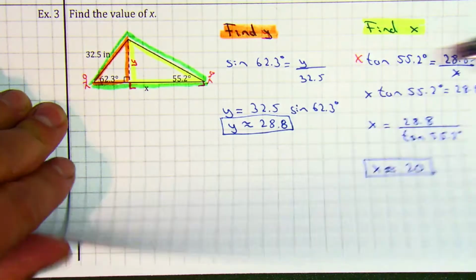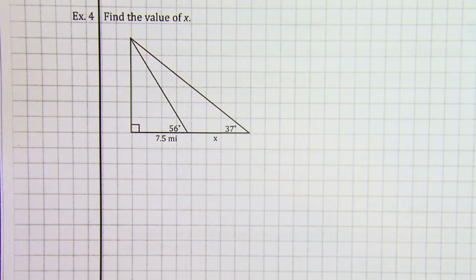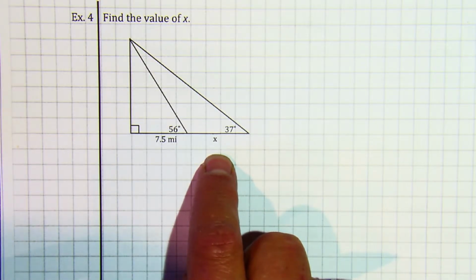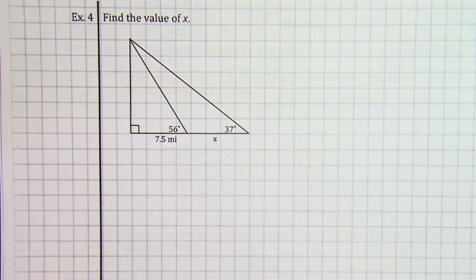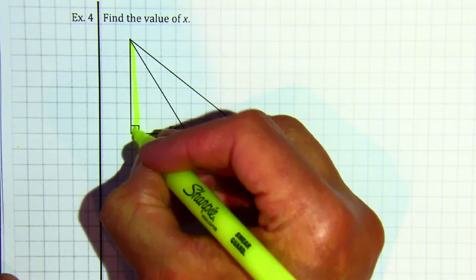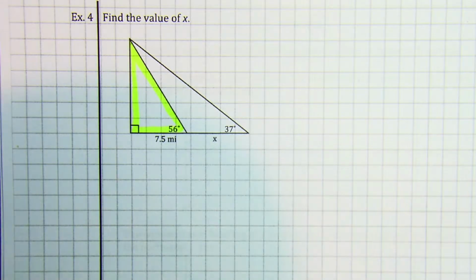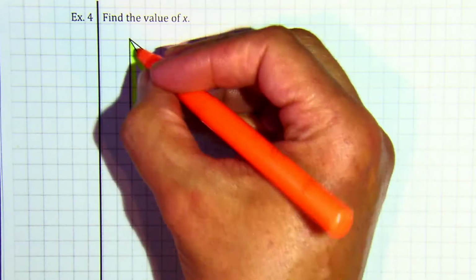Example number 4. Find the value of x. Go and copy it down, paste it, and see if you can find the value of x, and then we can check our answers. So in this case, how many triangles do we have? We have 3 triangles, right? We have the yellow one here, the one on the left. We have the one on the right.